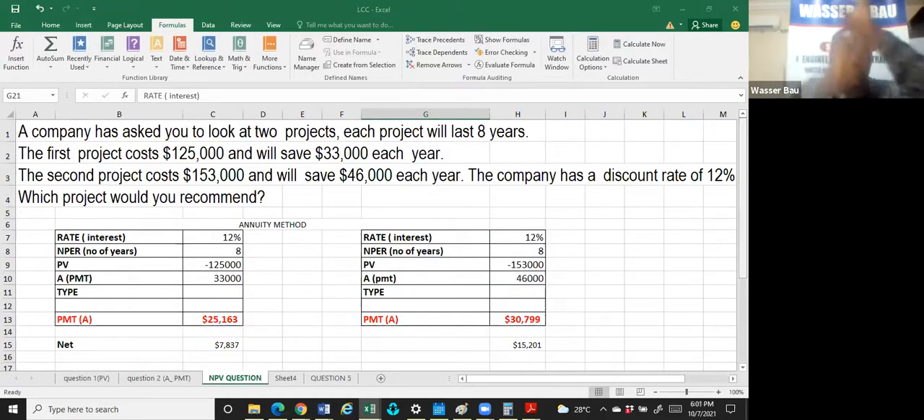Now, what is the annual method? Annuity method. What I simply do in the annuity method is that if somebody gives you 125,000 and the money is bringing you 33,000 every year, what is the annuitized cost? Now, stay with me. This project is costing us 125,000 and it will last for 8 years. The question you ask yourself is, what is the cost per year?